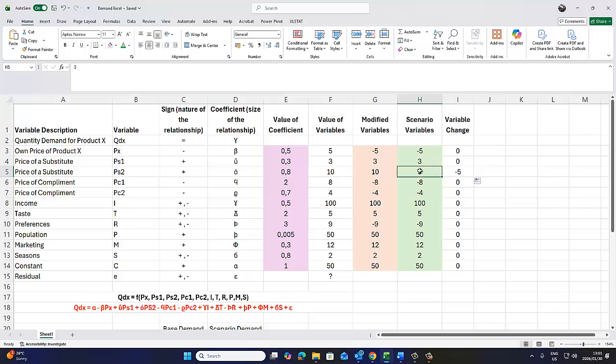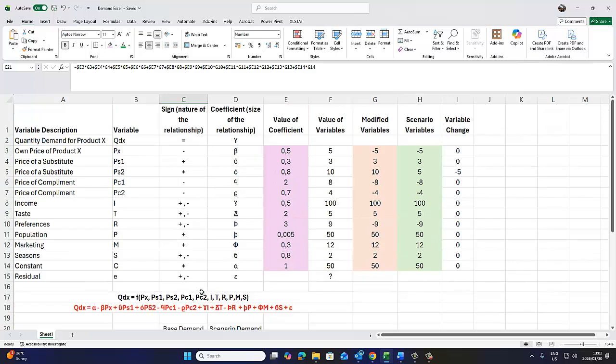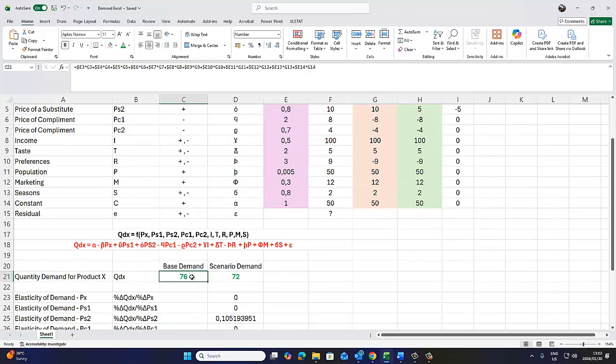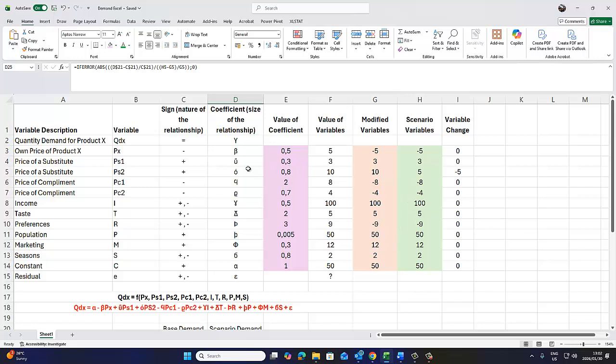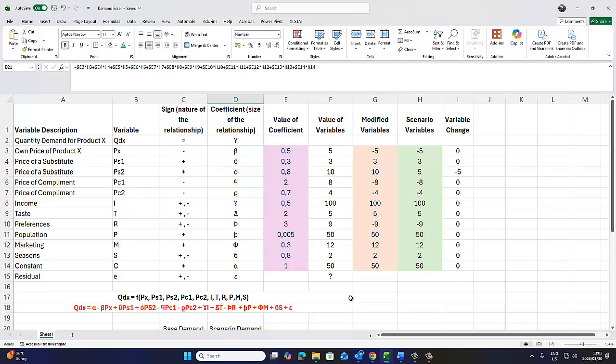So for example, if the price increased to 20, it's a positive. Okay, so here the price decreased from 10 Rand to 5 Rand, so the price decreased by 5 Rand, then the demand decreases from 76 to 72, 0.1 elasticity. Because, remember, it's a positive sign. So as the price decreases, then quantity demanded will also decrease because it's a positive sign.